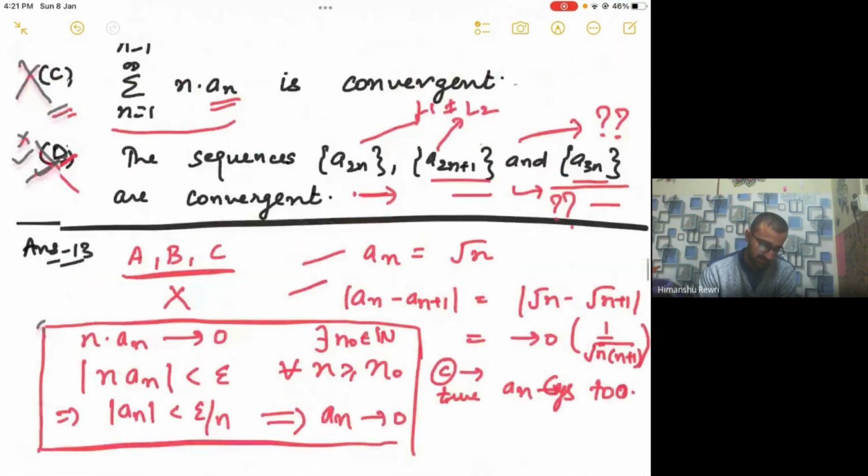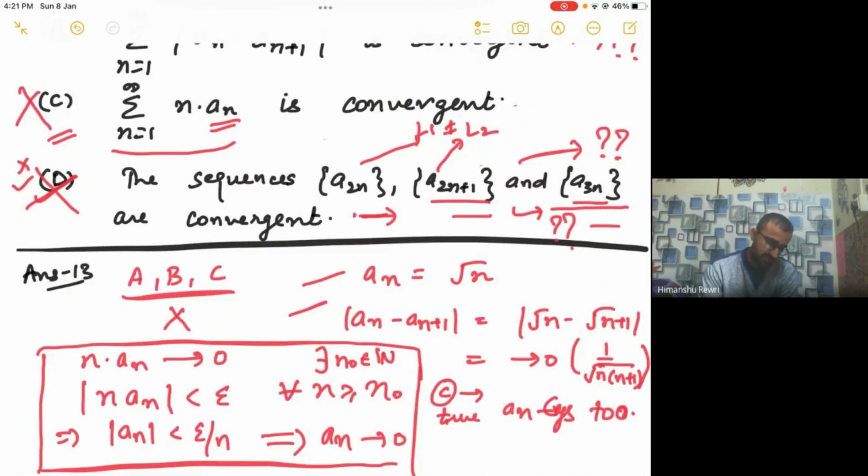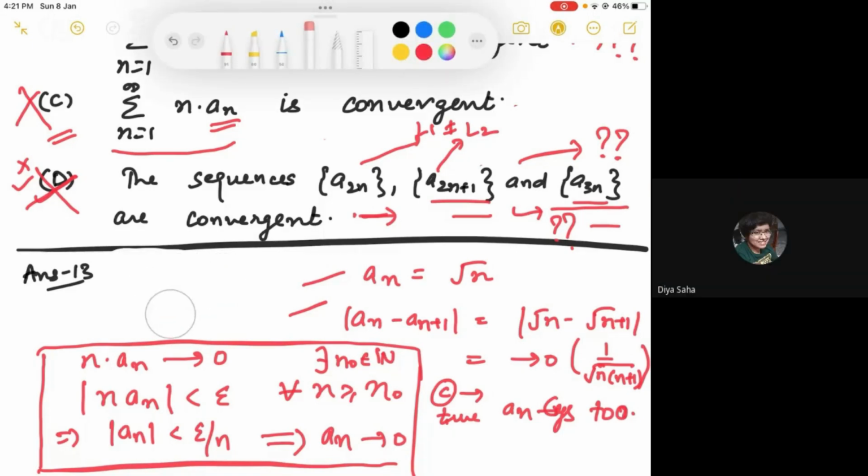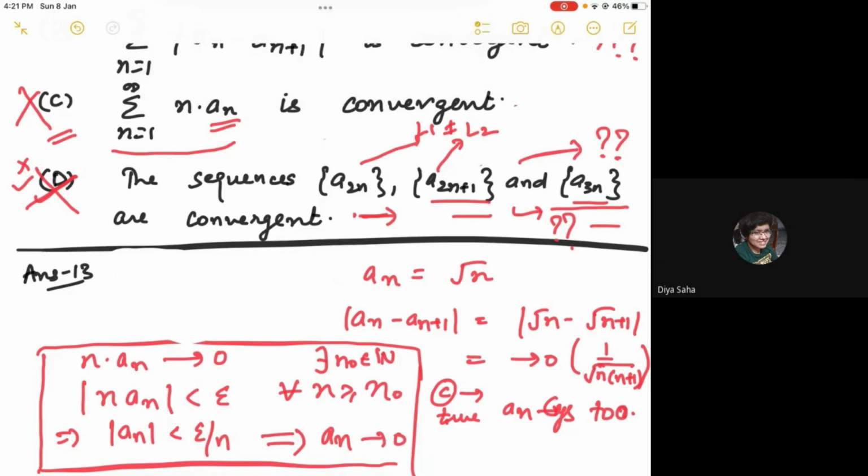Sir, we can consider that a_2n converges to L1 and a_(2n+1) converges to L2. Then for a_3n, we find that the odd subsequence will converge to L1, but the even subsequence will converge to L2. But that is not possible. So L1 is equal to L2.